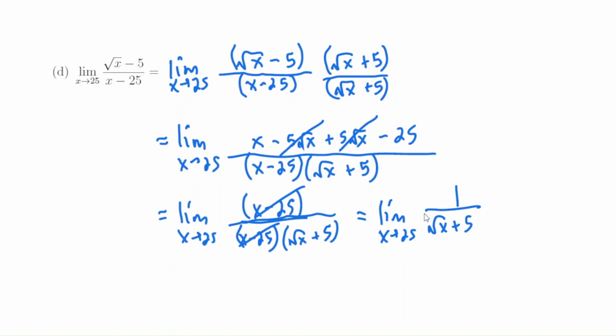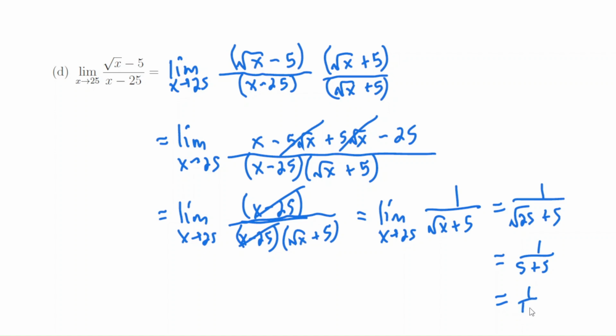Now, at this point, you could do limit of the quotient equals quotient of the limits and write this as the limit as x approaches 25 of 1 divided by the limit as x approaches 25 of this. And then the bottom, you could do limit of the sum as sum of the limits. Well, it's going to turn out that what you're going to get is the same thing as if you just plugged in 25. So we can just plug in 25 at this point. We get 1 over the square root of 25 plus 5.